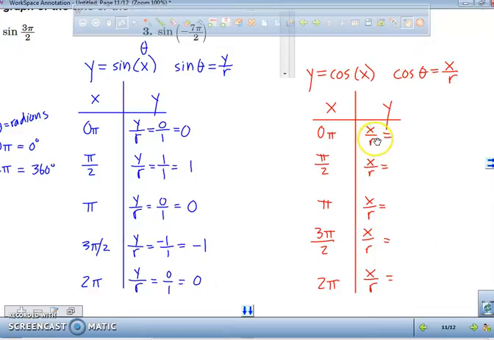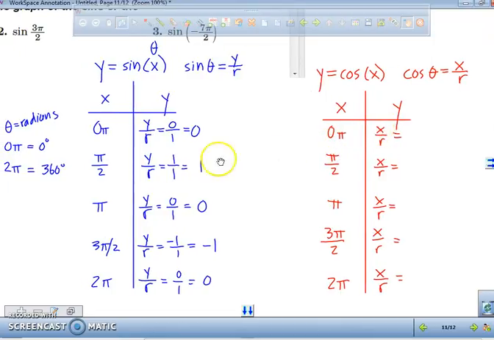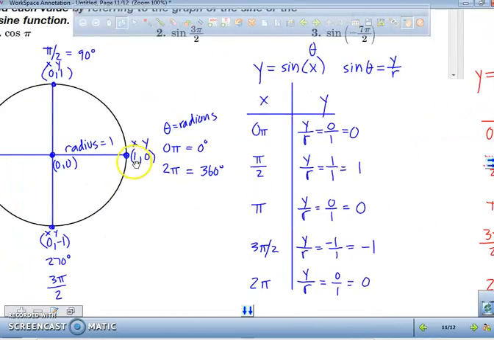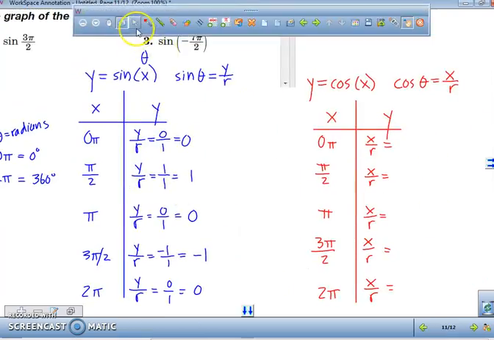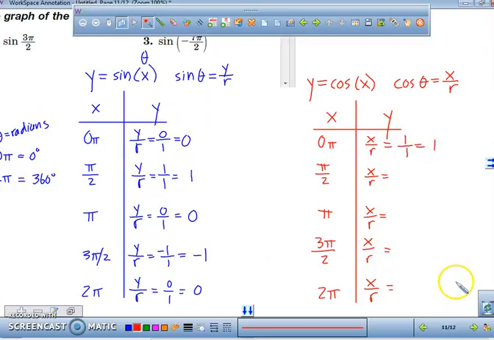All right, now let's look here. At 0 pi, let's look at our x value over our r value. What's our x value? 1. What's our r value? 1. So right here, what I'd like you to put is 1 over 1. So we're going to be at a 1.